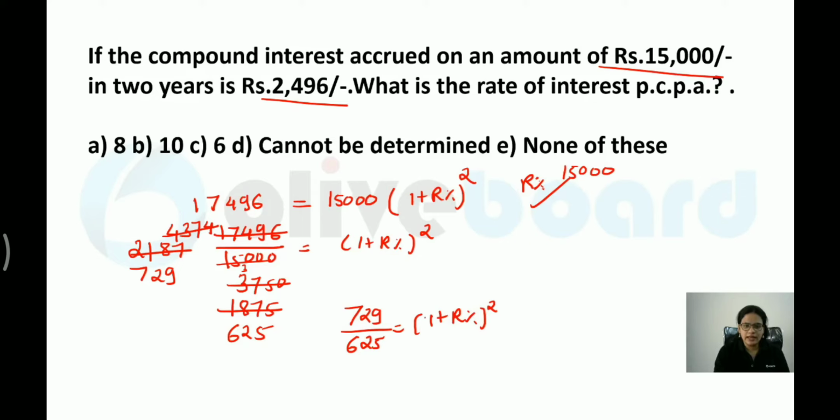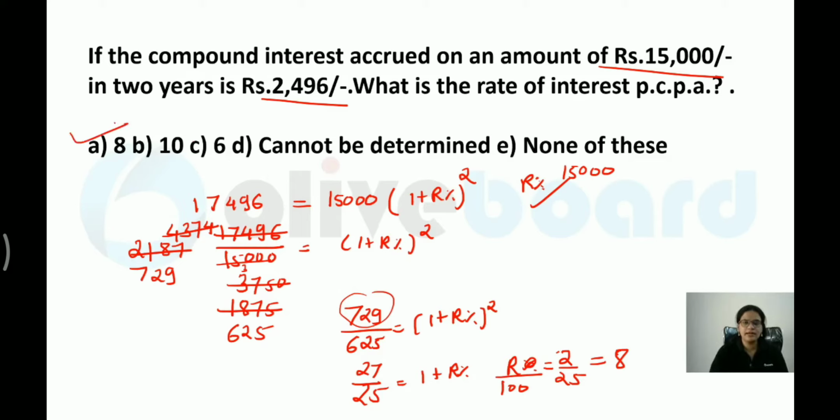Okay, so you can take down the square root of this. This is square root of 27 and this is 25 over here. This is equal to 1 plus R percent. So what will you get over here? R percent value is, you can write down 2 by 25. So what would be the value? You can check over here. 8 would be the value of R. Are you getting it? So if you are expressing this as R by 100, you'll be getting R value as 8. So your rate of interest would be 8 in this case.